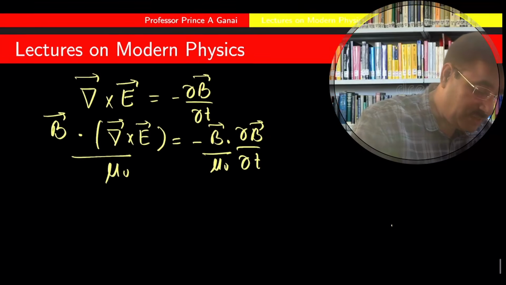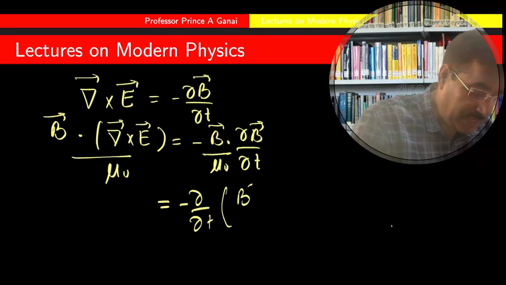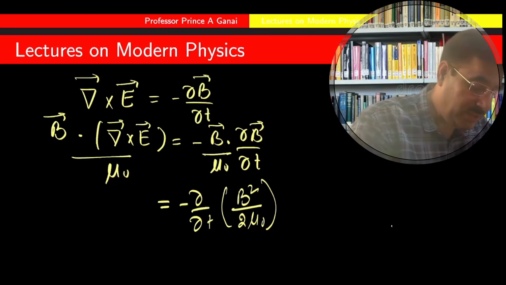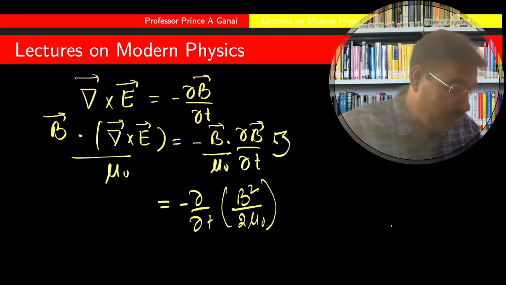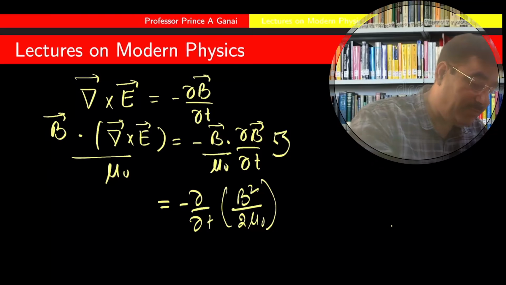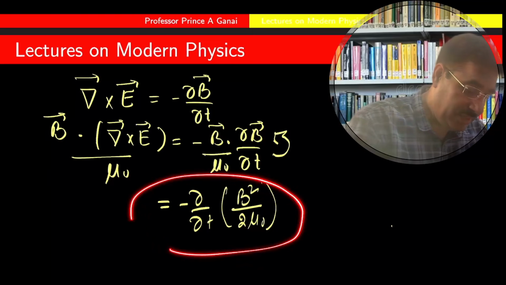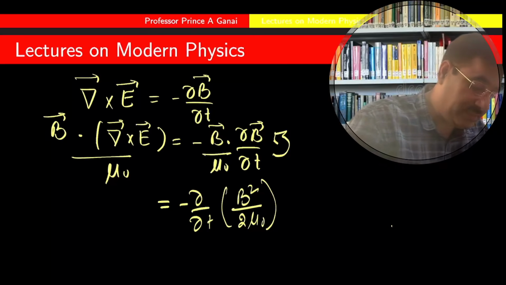So now this right hand side I can write as del by del T of B square by twice mu naught, because if you differentiate that, you will get this term back, right? So now I am able to convert equation 2 into the form that I need. I now have the magnetic energy density in the equation. Good. And I label this as equation 2.